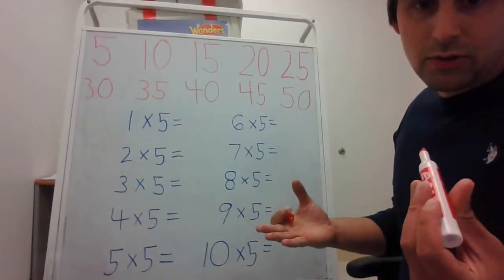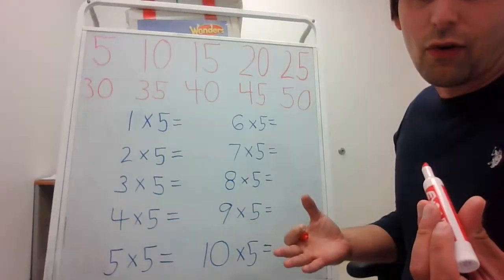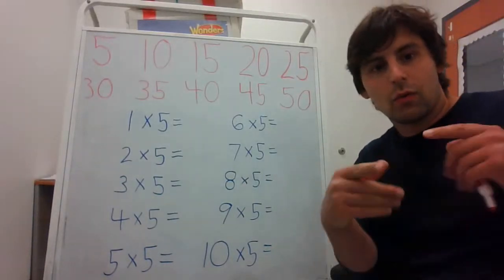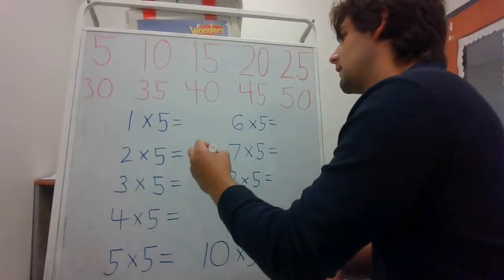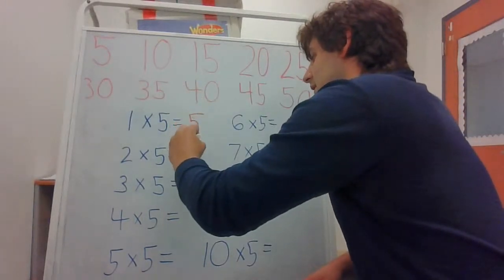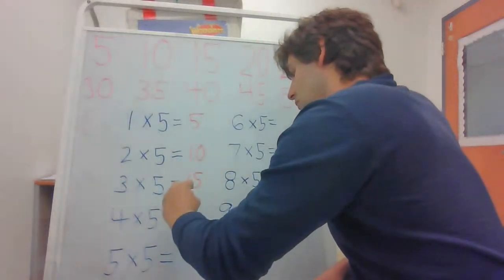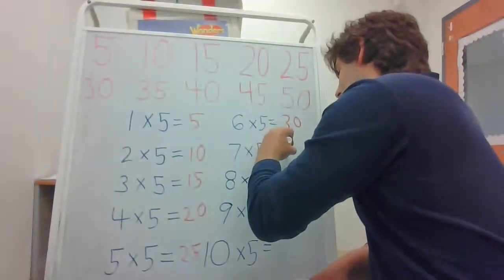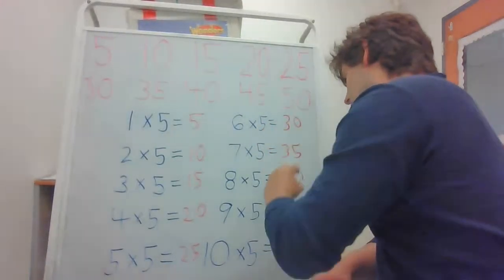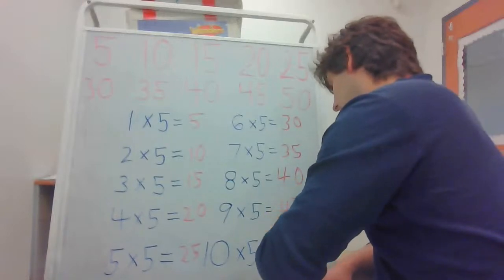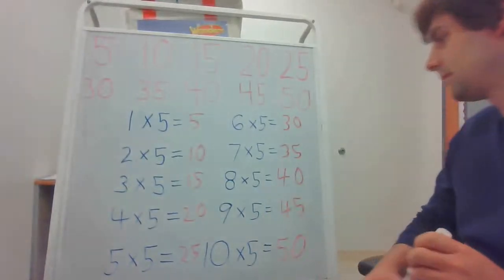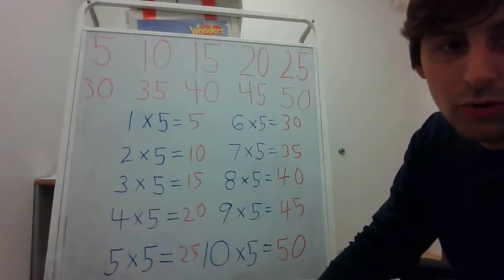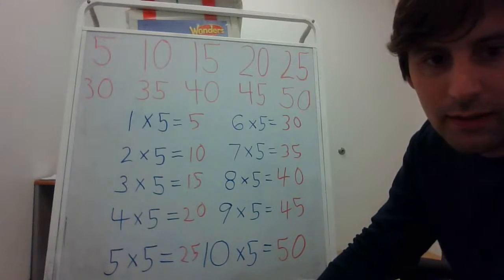And now I'm going to use my ability to skip count to solve all of the multiplication problems within the 5-fact family. Watch this. Here we go. 5, 10, 15, 20, 25, 30, 35, 40, 45, 50. And those are all the multiplication problems within the 5-fact family.